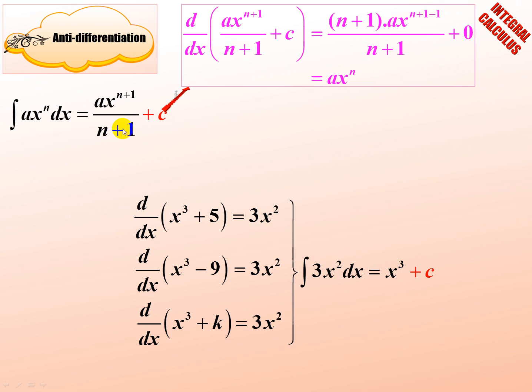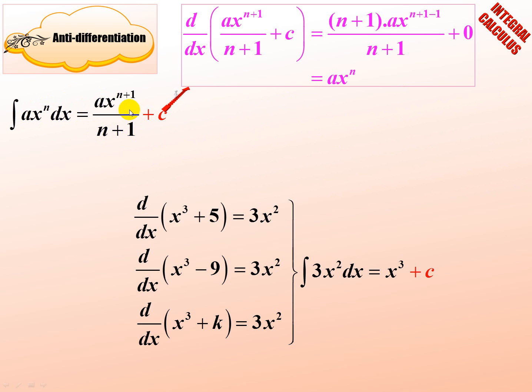Let's test that. There's a formula now. The integral of ax to the n dx equals, now remember when we differentiated, we subtracted 1, which means we add 1, and we multiplied by the n, so we divide by the n plus 1. So we're doing the opposite. Subtract goes to add, multiply goes to divide.